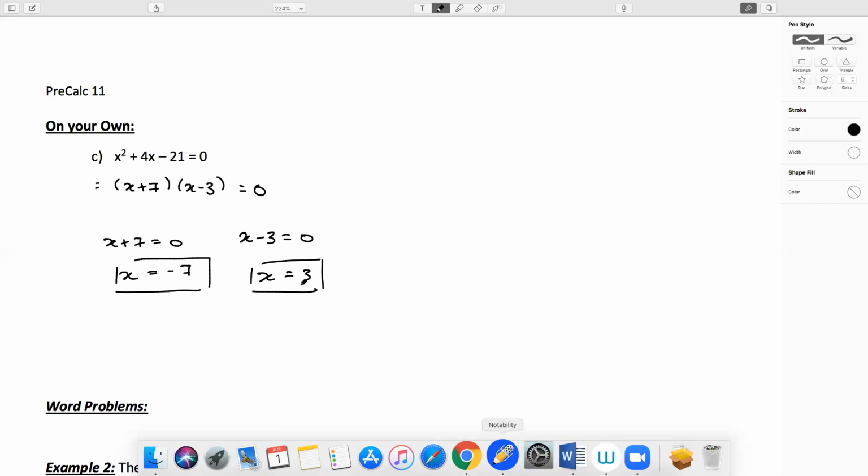We can then take this and plug it back into our original equation, and we can test to see whether these both work. If we want to test the 3, we would go 3 squared plus 4 times 3 minus 21 equals 0. I've just gone and taken x in my original equation, substituted a 3. So this will become 9 plus 12 minus 21 equals 0. 21 minus 21 equals 0, or 0 equals 0. So I know 3 is a solution.